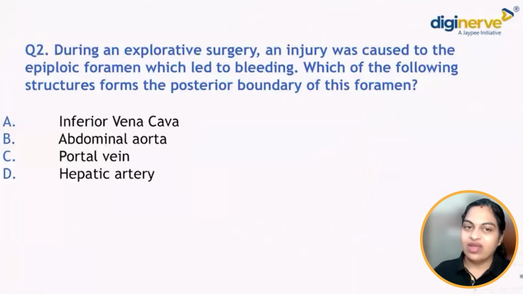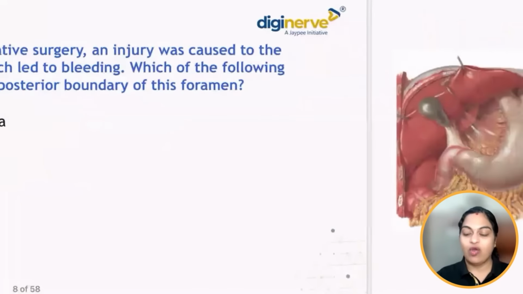Coming to the second one, during an explorative surgery, an injury caused to the epiploic foramen led to bleeding. Which of the following structures forms the posterior boundary of the foramen? So the epiploic foramen, what do you know about it? It's again a high yield topic.